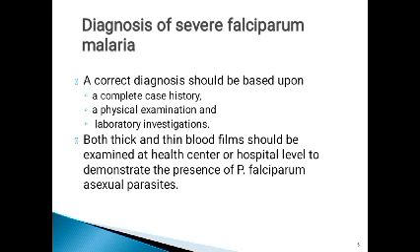Diagnosis of severe falciparum malaria. A correct diagnosis should be based upon a complete case history, a physical examination, and laboratory investigations. Both thick and thin blood films should be examined at health center or hospital level to demonstrate the presence of Plasmodium falciparum asexual parasites.